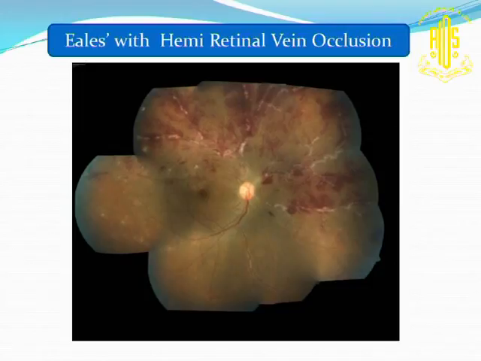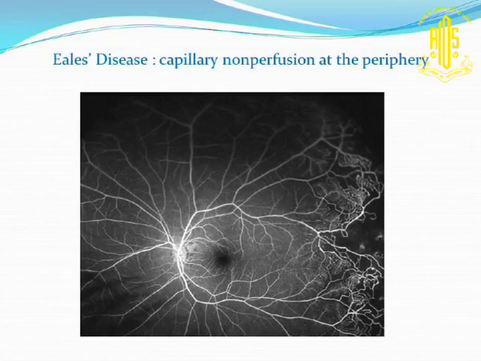This is a hemiretinal vein occlusion, and you can see the upper trunk is involved. You can see the capillary non-perfusion. This is the widefield angiogram, and you can see the capillary non-perfusion at the periphery.